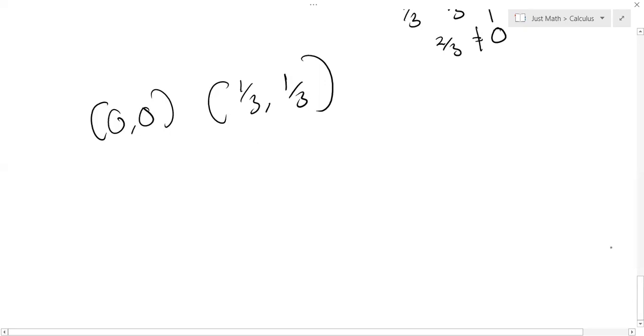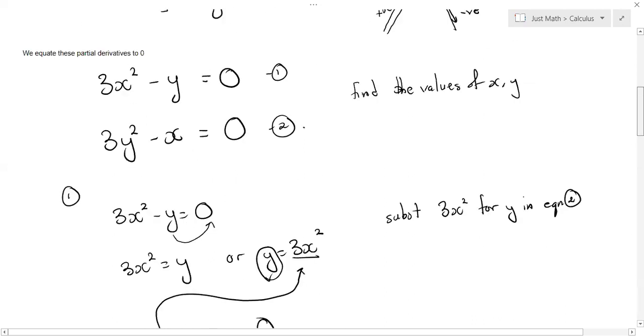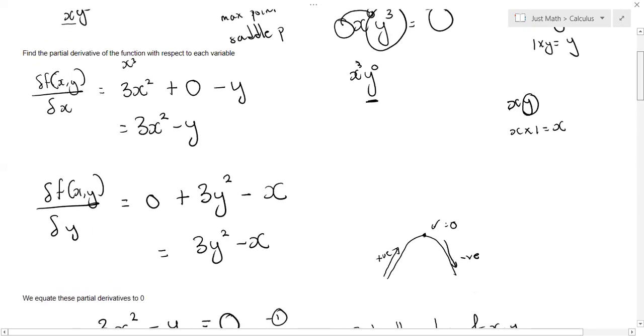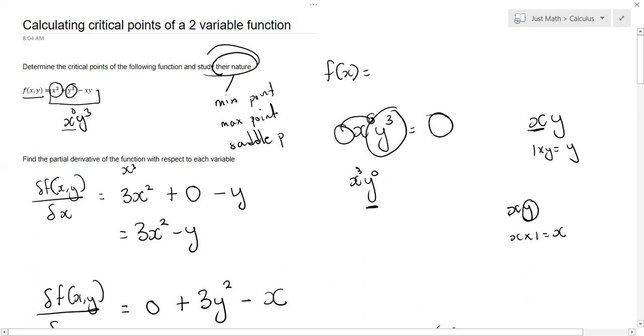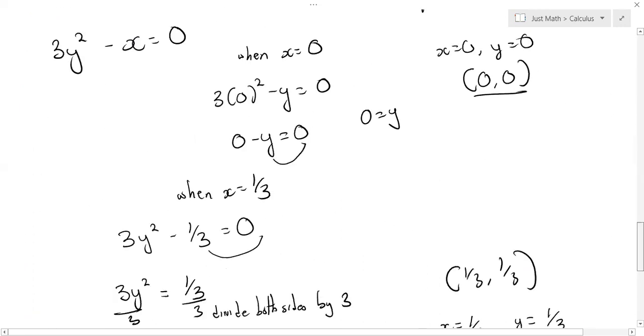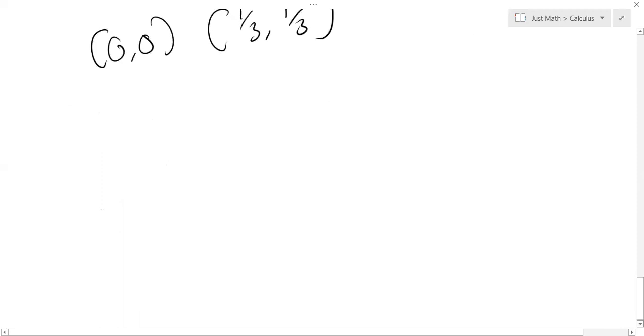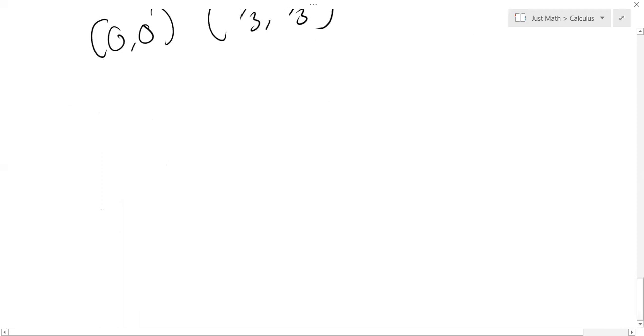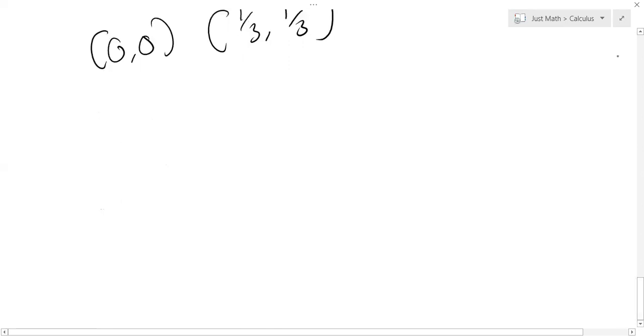Now, the question says we should study their nature. So we have to know, is this a minimum point or a maximum point? At least we've gotten somewhere. In order to do that, we use what we call the Hessian matrix, or some matrix. I don't know, depending on which one you want to say.